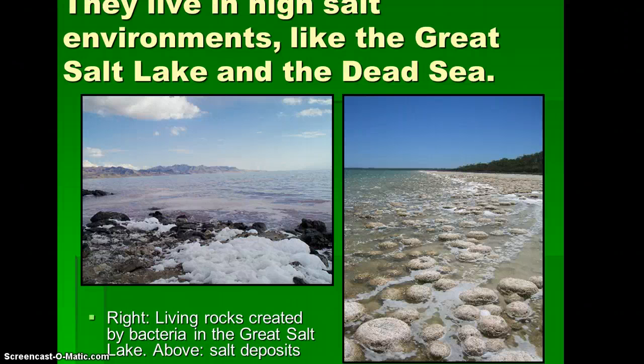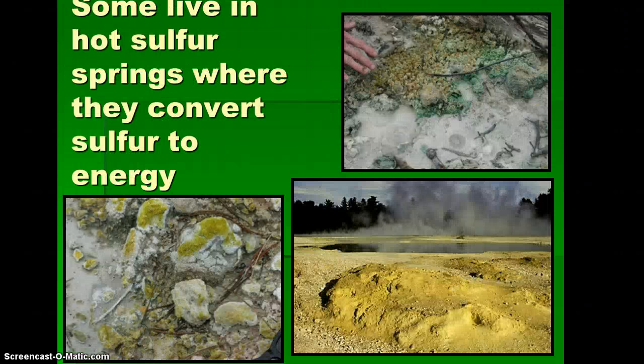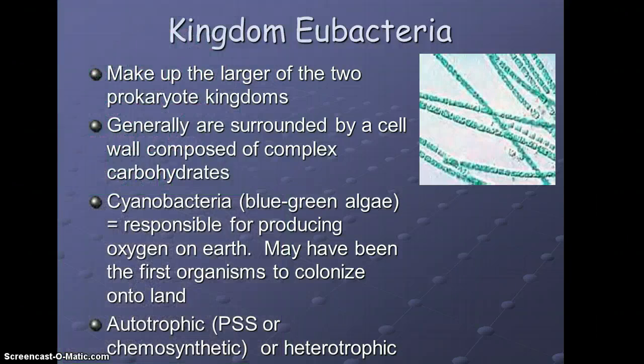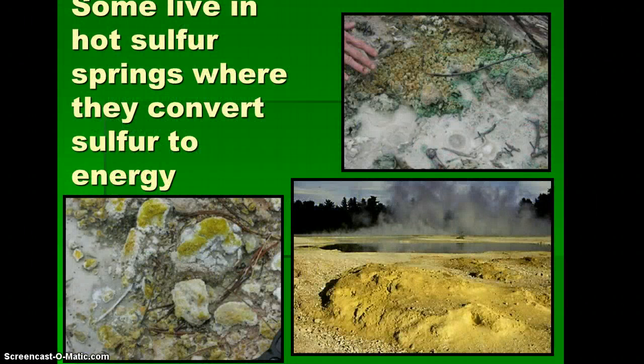Halophiles can live in high salt environments like the Great Salt Lake and the Dead Sea. The thermoacidophiles will live in hot sulfur springs where they can convert sulfur to energy. Yes, they're converting sulfur into energy.